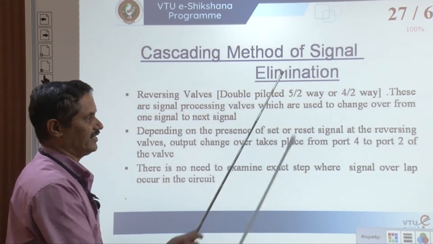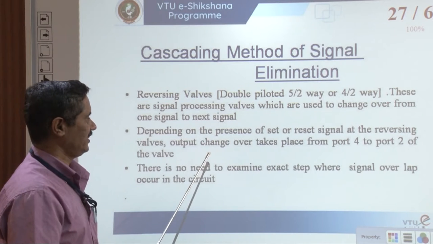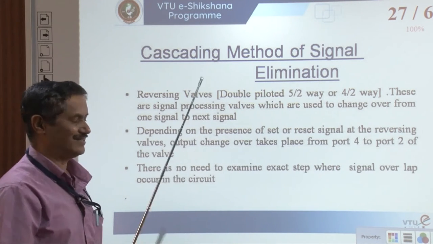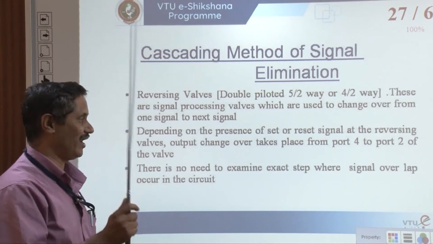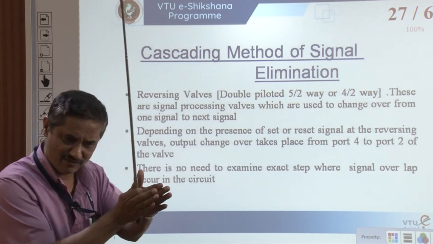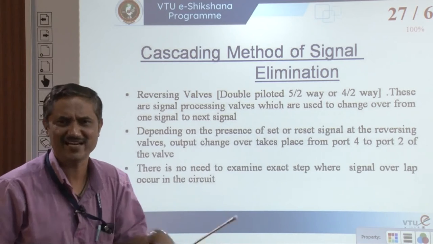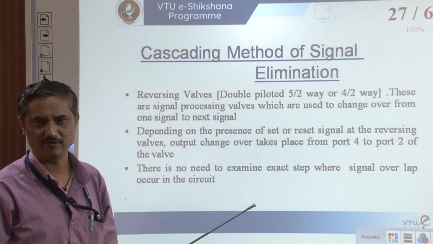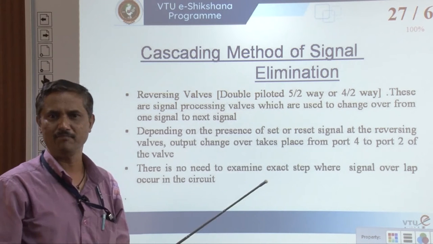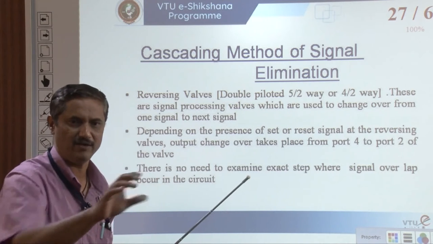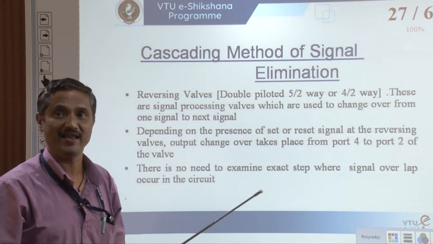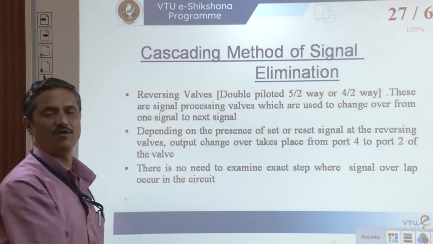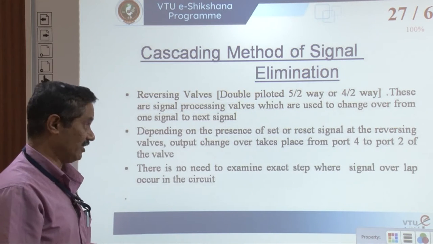Depending upon the presence of set and reset at the reversing valves, the output changeover takes place from port 4 to port 2 of the valves, and there is no need to examine the exact steps where the signal overlap can occur in the circuit, because we are separating these signals. So no need to worry or check about that. Just follow these methods and distribute as per the steps we have discussed, and you are through with the circuit. But you have to know the thumb rule of design, group them in the proper method, select the valves in the proper method, and appropriately fix the valves in the desired signal flow manner required. If you do that much, you are ensured of your exact function without any signal overlap. This is what the cascading method tells us with confidence.